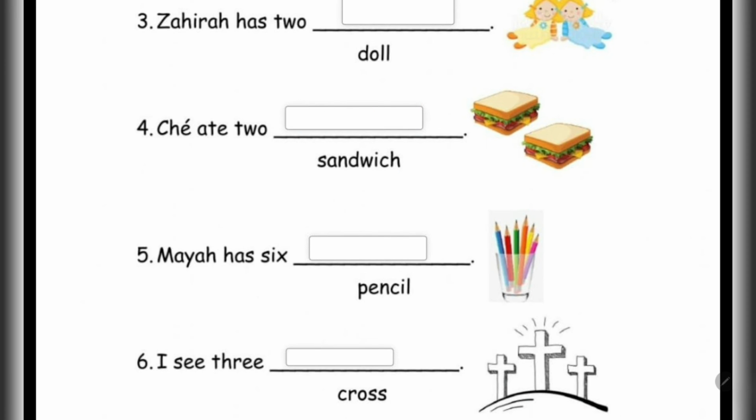Now, Maya has 6 pencil. So what are we going to write? There are many pencils. Here you can see there are many pencils. So we are going to write pencils. Now coming to number 5. I see 3 cross. Here it's written cross. Ends with ss. So there are 3 crosses. So we are going to follow the rule and write like this.